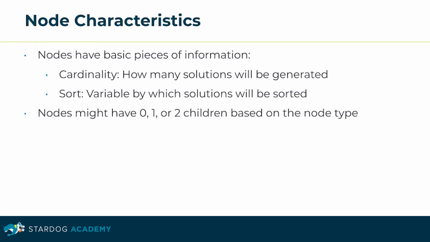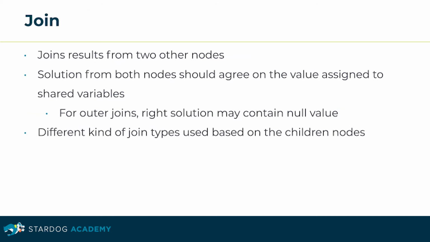Each of those node types will have some basic pieces of information like cardinality, how many solutions will be generated by executing that operation, a sort, which variable the solutions will be sorted by, and nodes might have 0, 1, or 2 children based on the node type. Looking specifically at joins, we have joins which result from 2 other nodes, for example, scans, and the solutions from both nodes should agree on the value assigned to the shared variables. For example, with outer joins, the right solution may contain a null value, and we could have different kinds of join types used based on the children nodes, and we'll see some examples of that.